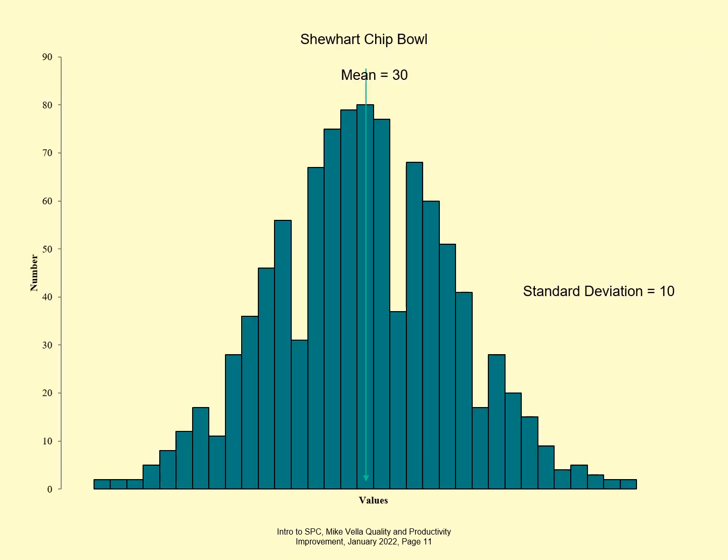So our estimate of the process center and standard deviation was shown at 31 and 11. The actual average of that distribution was 30, and the standard deviation is actually 10. So we made a pretty good estimate of what that process looks like.